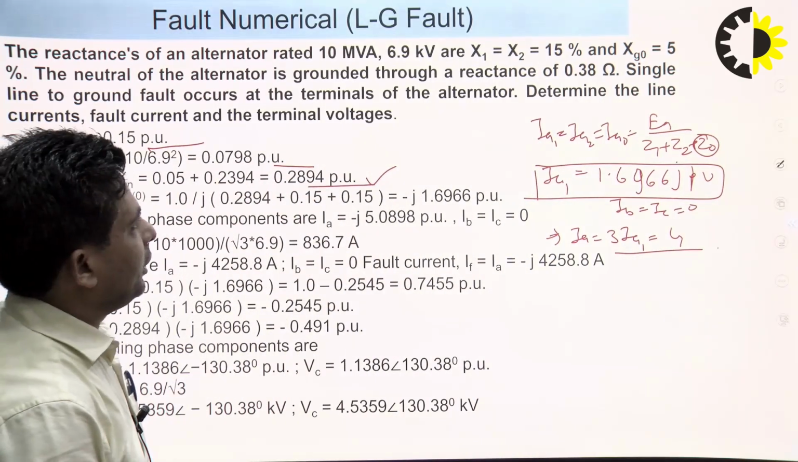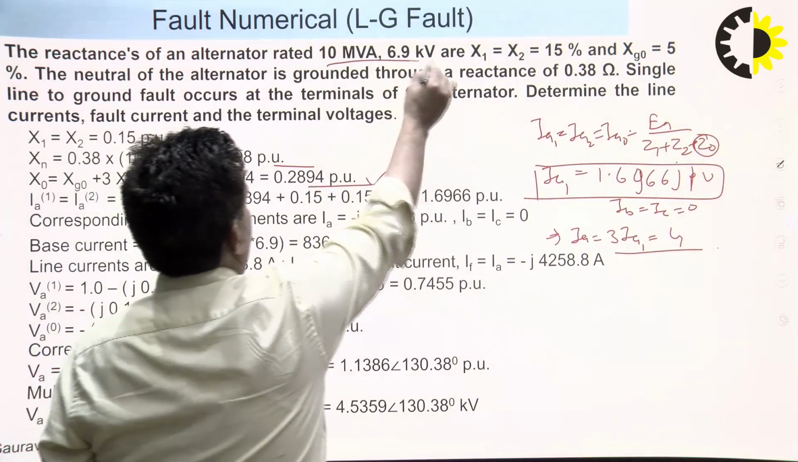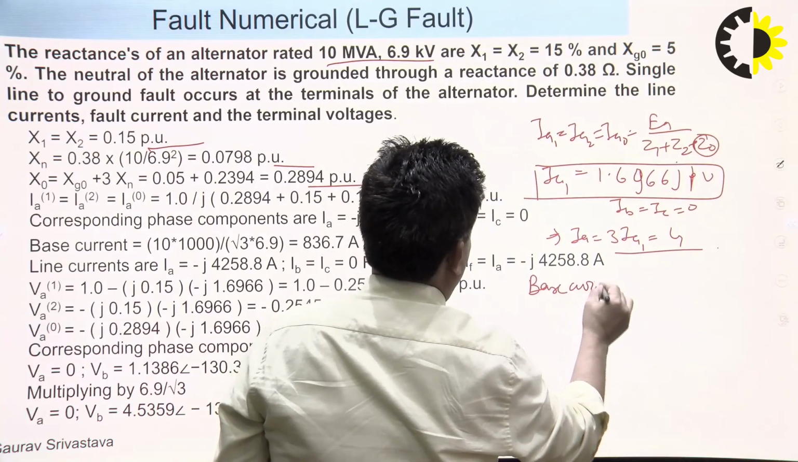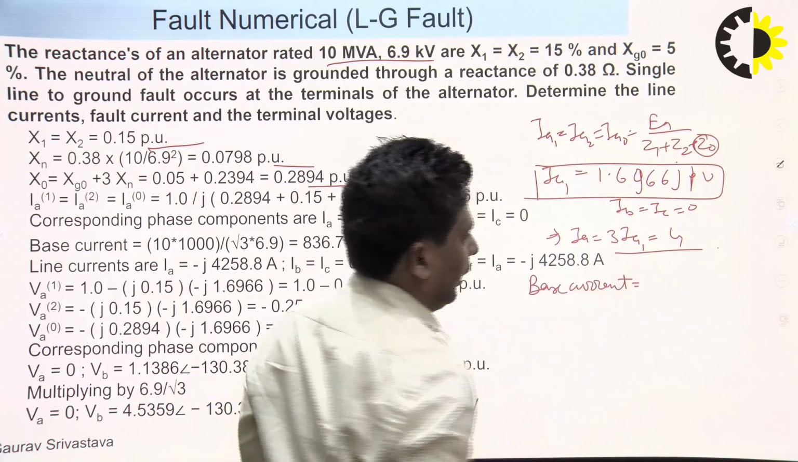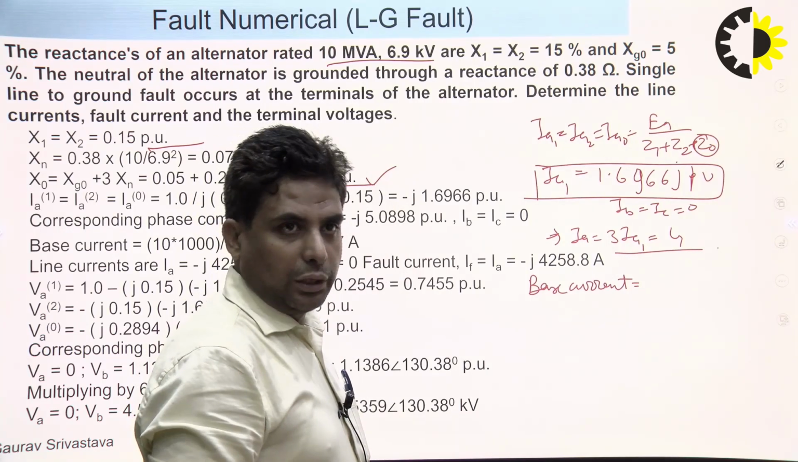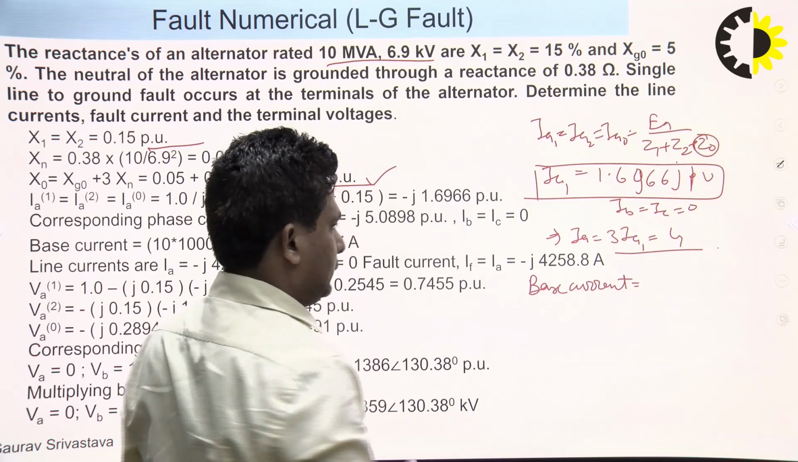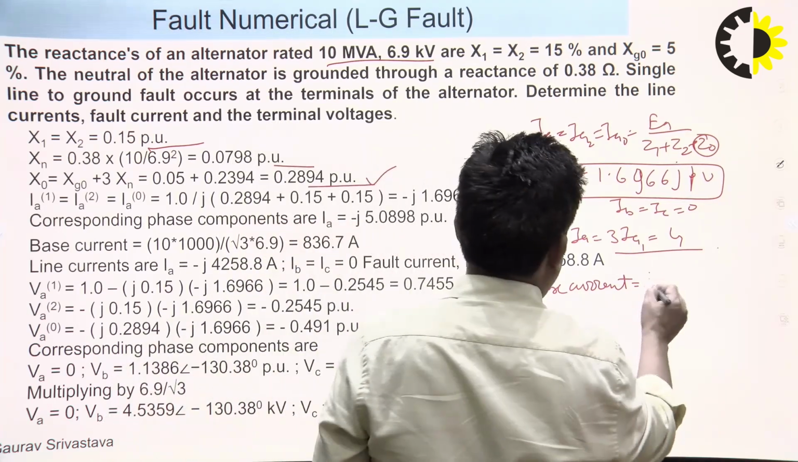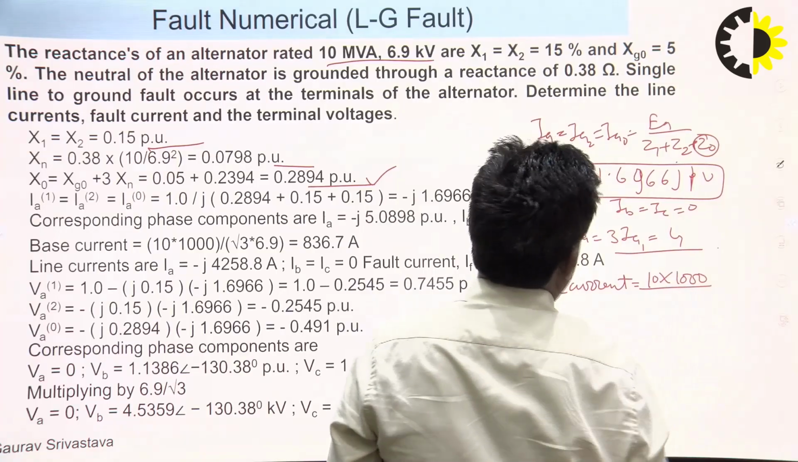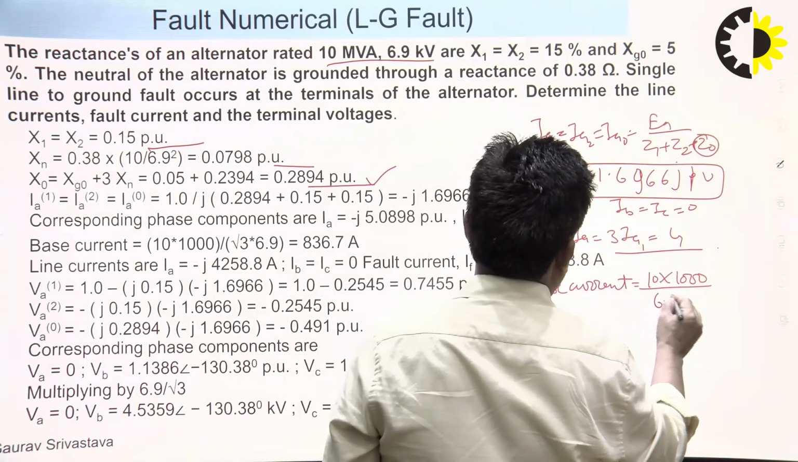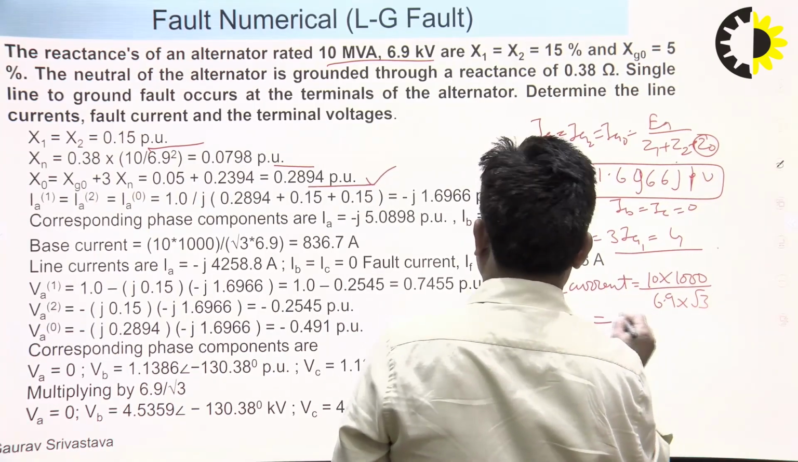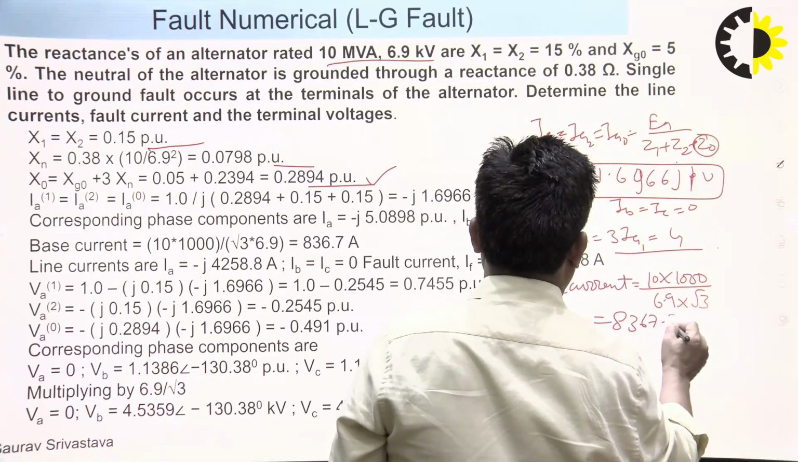So we have to calculate it because of the 10 MVA and 6.9 kV, so we have to find out the base current. If we calculate the base current, we get the exact fault current in terms of amperes from the per unit value. How do we calculate the base current? The MVA rating is 10, multiplied by 1000 to convert it into kVA, divided by 6.9 into root 3. So the base current becomes 836.7 ampere.